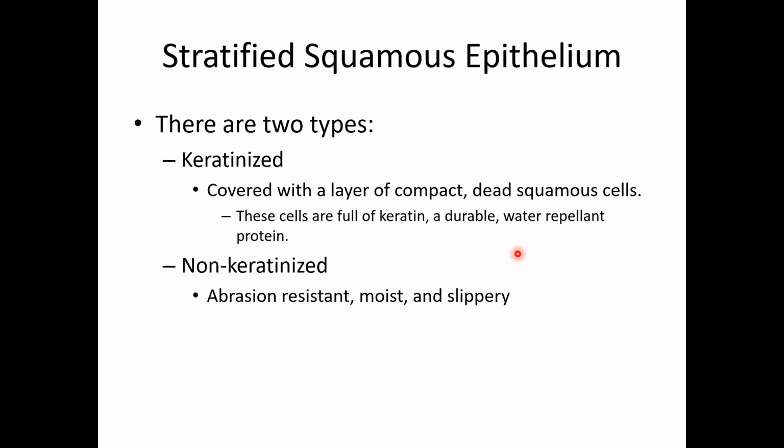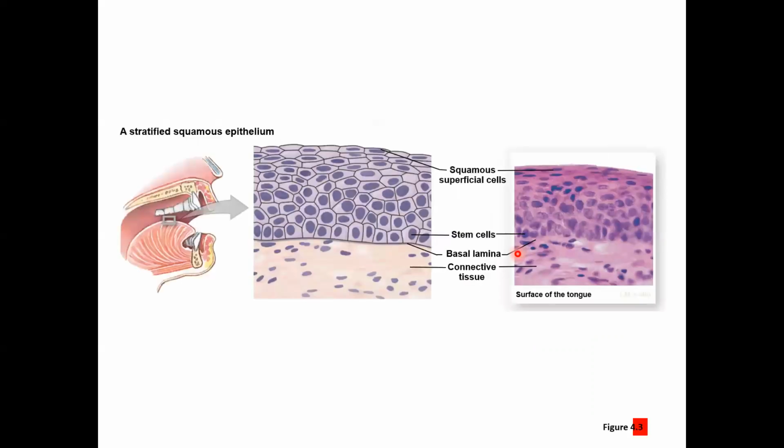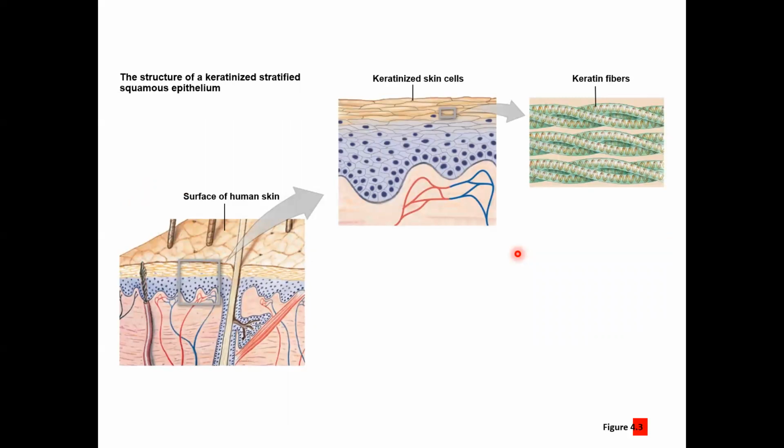Those are stratified squamous epithelial cells, non-keratinized. So here we see that in the lining of the mouth. Here we see keratinized stratified squamous epithelium on the surface of your skin.